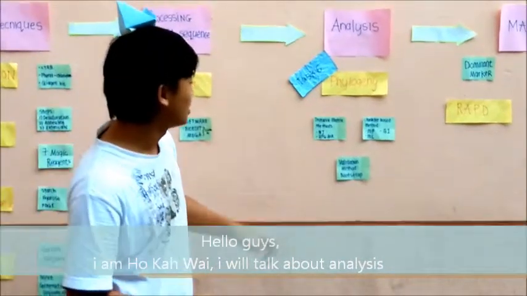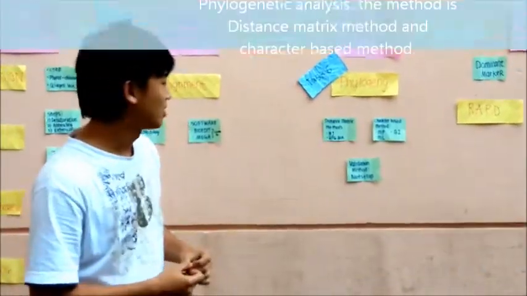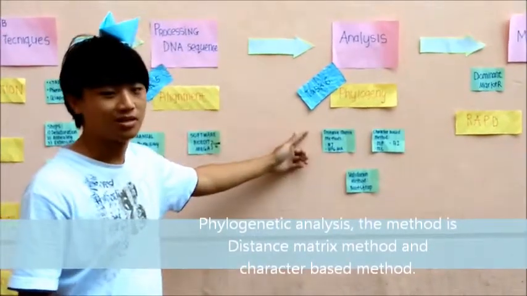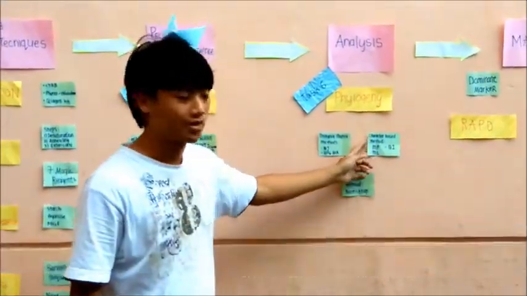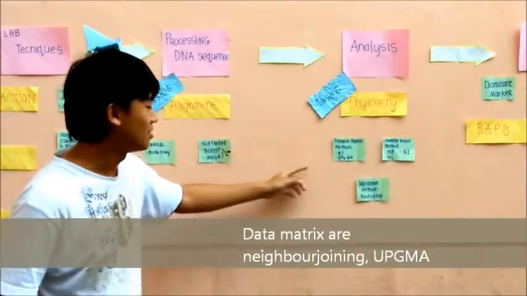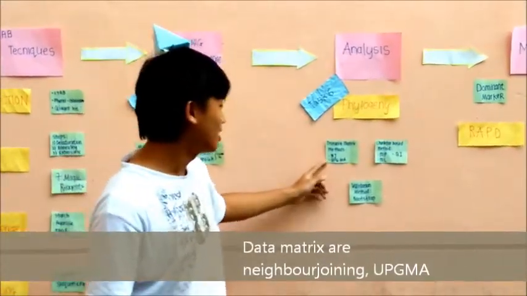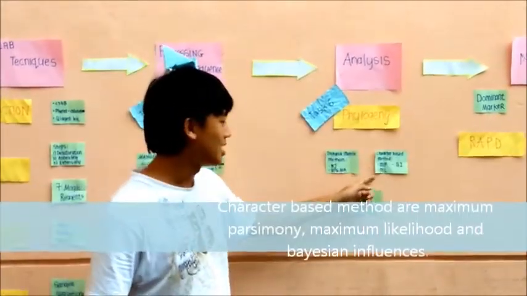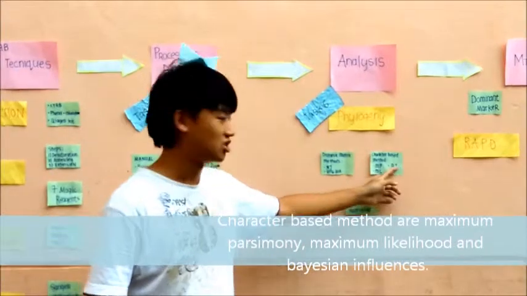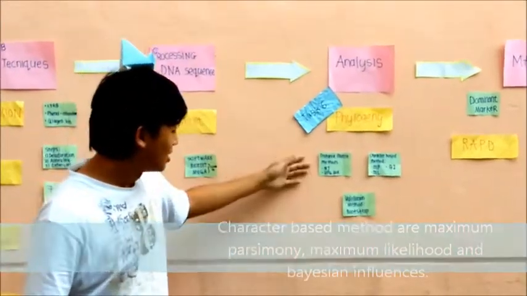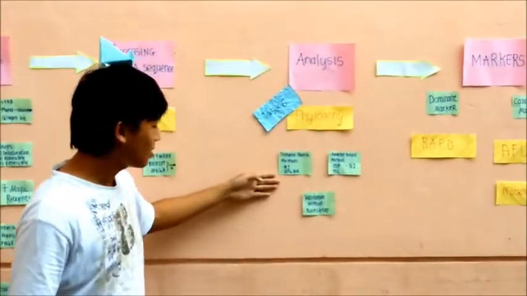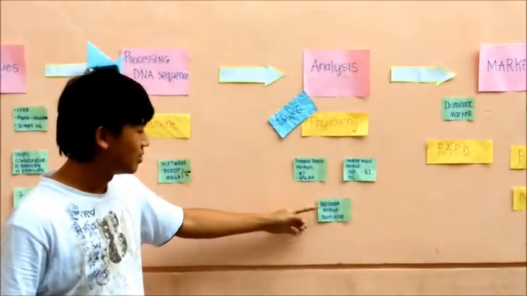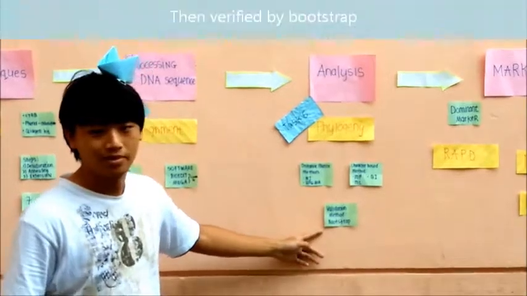Next, I would like to talk about the next category, which is the analysis. The analysis we're doing is the phylogenetic analysis. First, we have 2 types of methods, which is distance matrix method and a character-based method. In distance matrix method, we have neighbor joining and UPGMA, while the character-based method, we have maximum parsimony, maximum likelihood, and Bayesian inference.